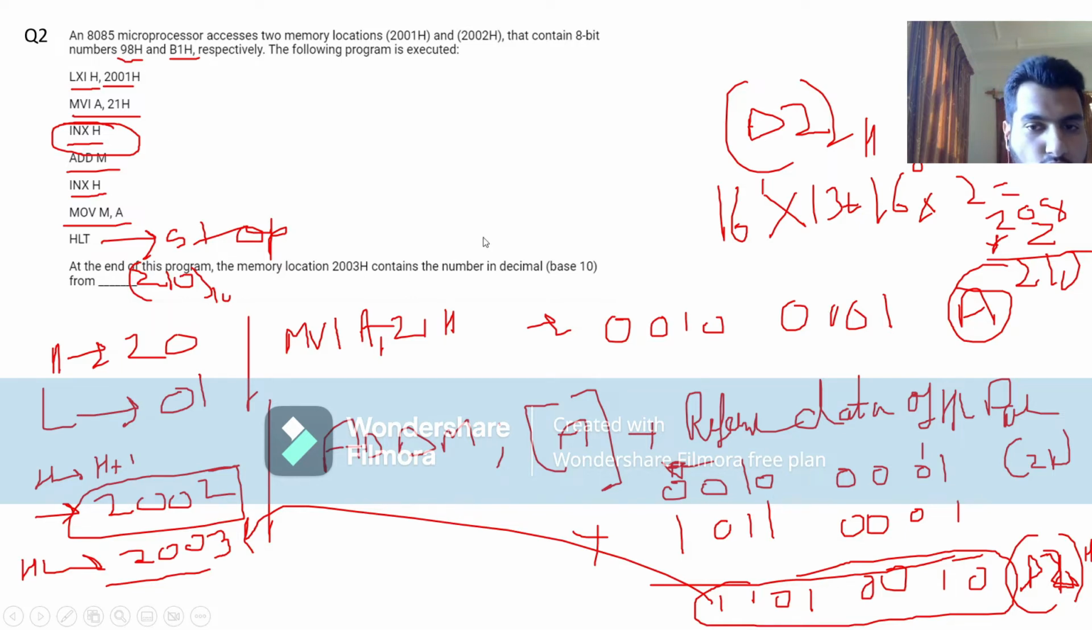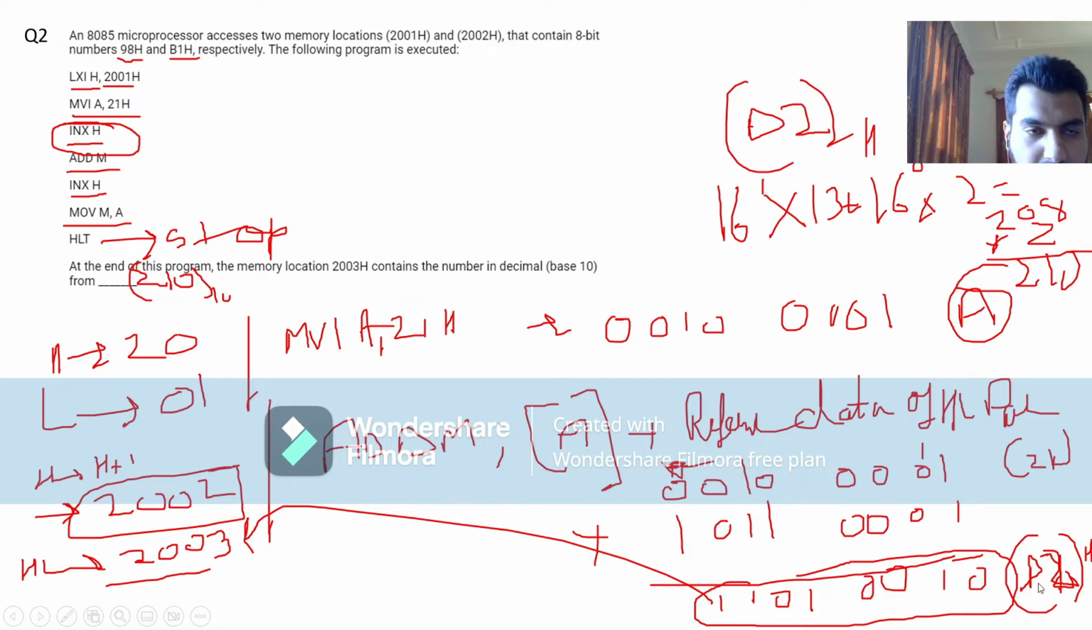00100001, that is 21, and the content at the memory location 2002 is, as per the question, B1. So B is 1011 and 1 is simply 1. When you add these two, 1 plus 1 is 0, carry 1, then 1 0, then 0 0, then 1 0 0, 1 is your carry, and 1 1. So this is 1 1 0 1 0 0 1 0. So that is D2 hex.